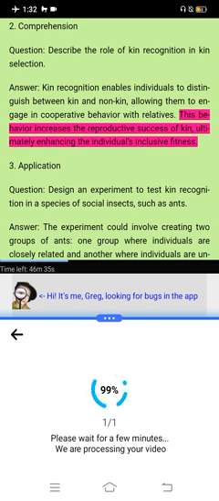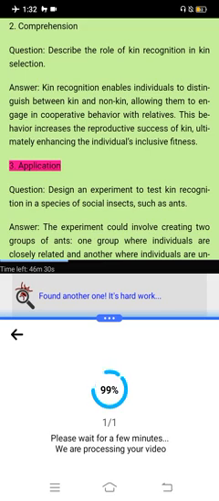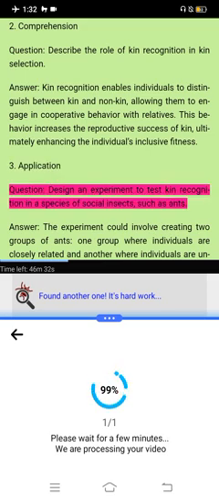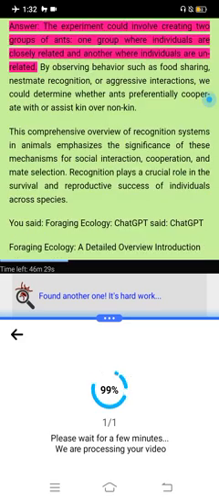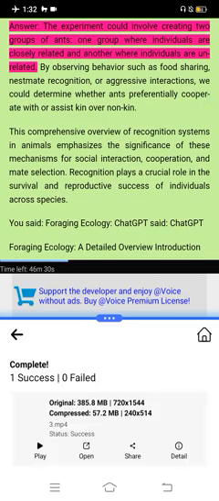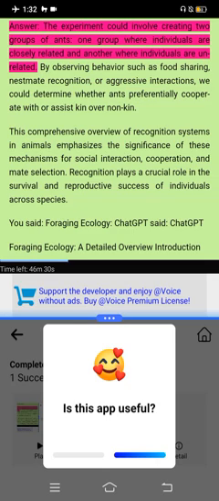This behavior increases the reproductive success of kin, ultimately enhancing the individual's inclusive fitness. 3. Application. Question. Design an experiment to test kin recognition in a species of social insects, such as ants. Answer. The experiment could involve creating 2 groups of ants, one group where individuals are closely related and another where individuals are unrelated.